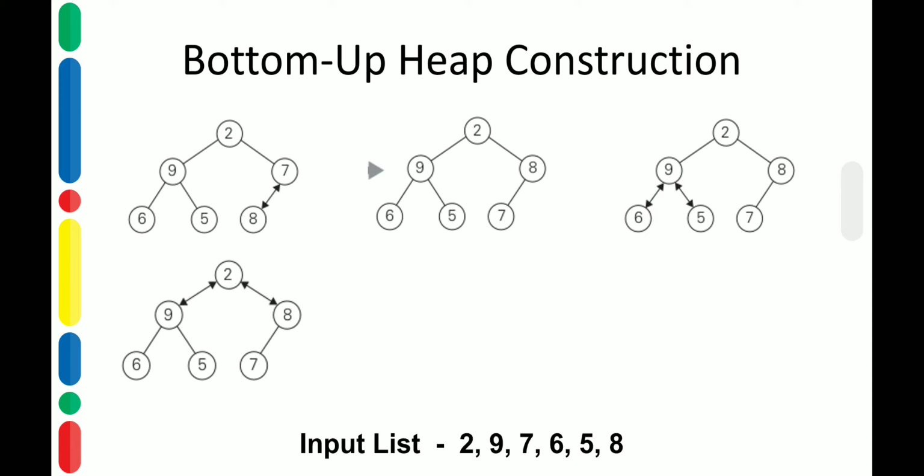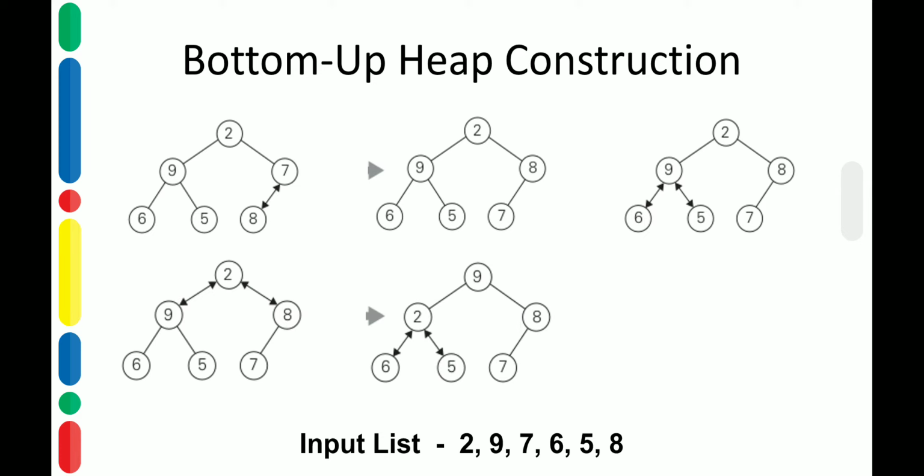So 2 is being compared with 9 and 8. Here the parental dominance is violated. 2 is not greater than 9, 2 is not greater than 8. So now comes the question: if a node is lesser than both of its children, with which child should we exchange this node? The answer is, whenever a parent is lesser than both of its children, we should exchange the parent node with the largest child. Among 9 and 8, 9 is larger, so 9 is going to be exchanged with 2.